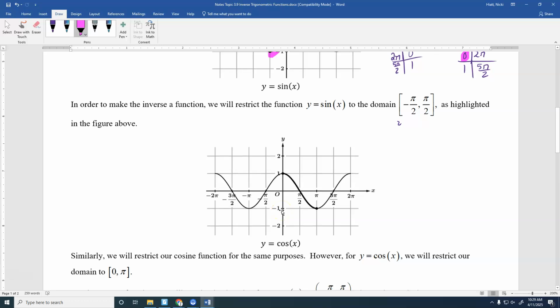For cosine, it's going to be different, because if I went from negative pi over 2 to pi over 2 on cosine, I would have repeated y values up there in that top part, and I'd be missing the whole bottom part. Like I wouldn't have any negative values. So I would not use the same values as for sine. For cosine, we are going to restrict our domain from 0 to pi, so that it will be a function, yes.